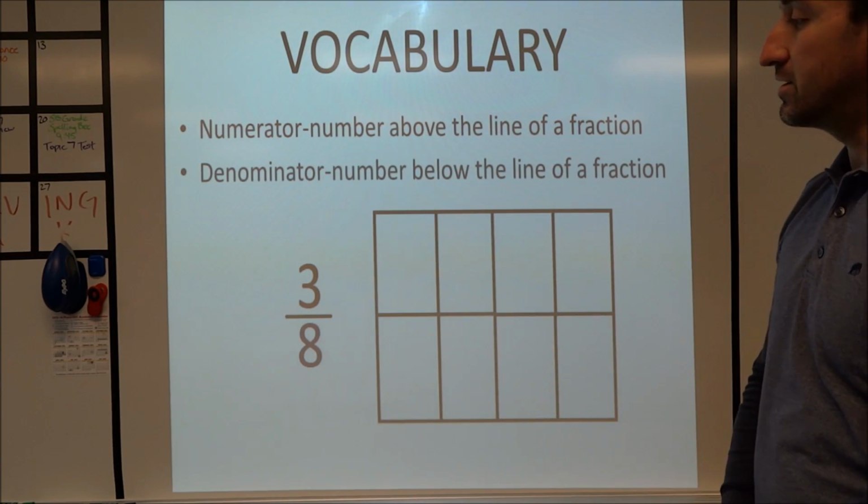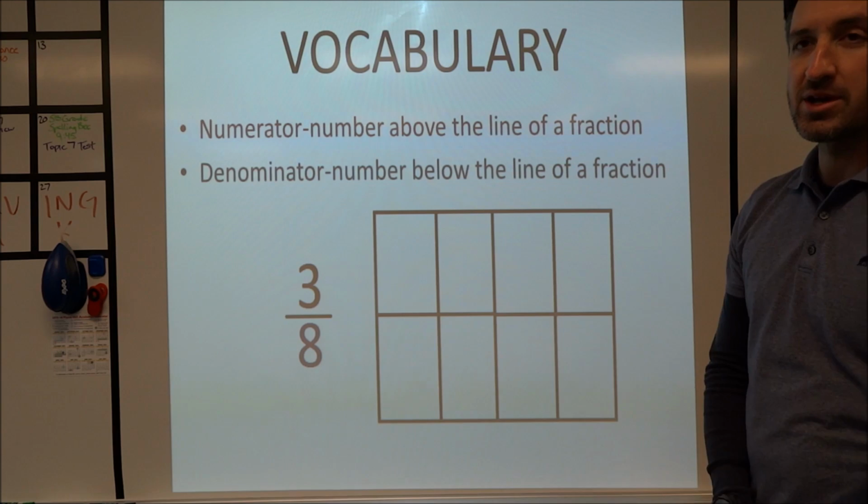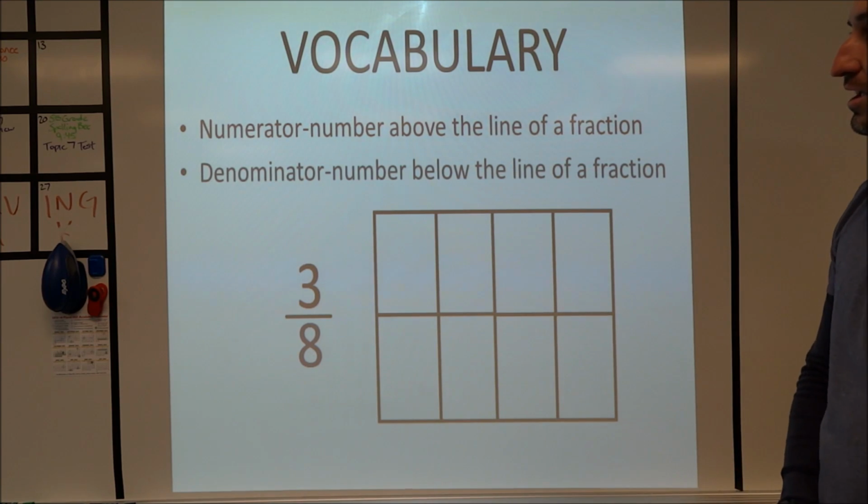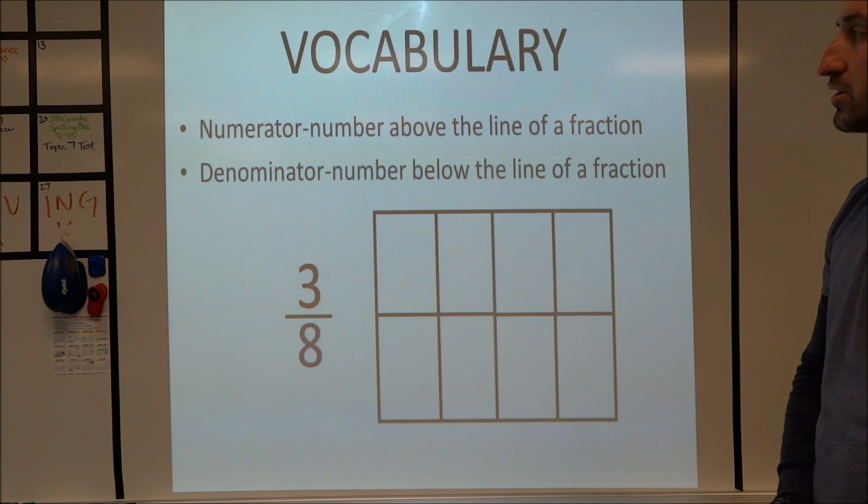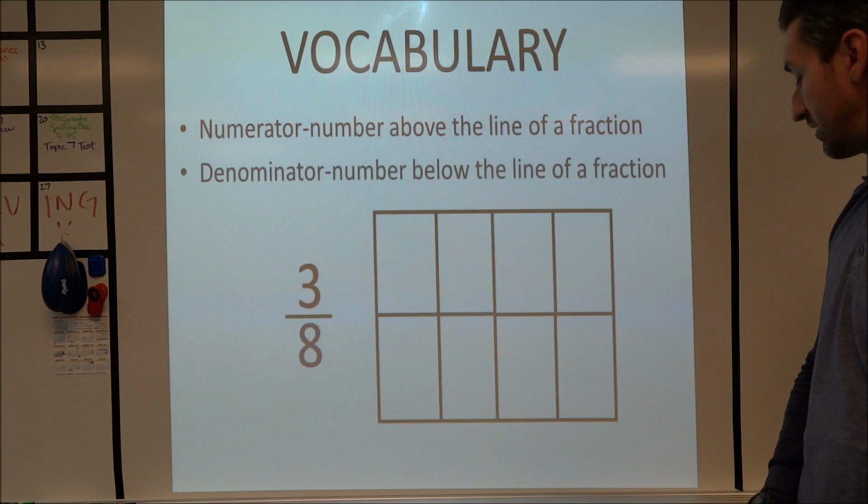Numerator and denominator. Numerator and denominator explain our fractions and what the numbers mean. The numerator is the number that goes above the line in a fraction, and the denominator is the number that goes below the line in the fraction.